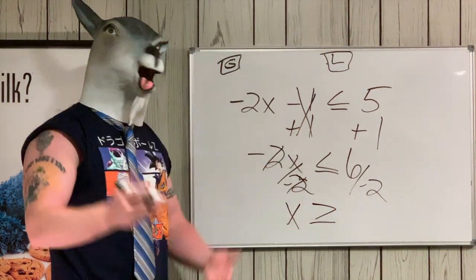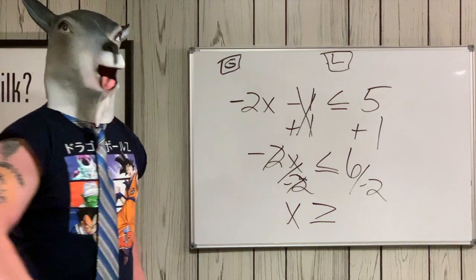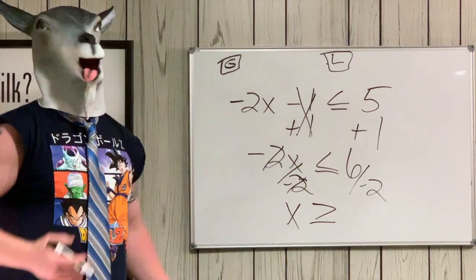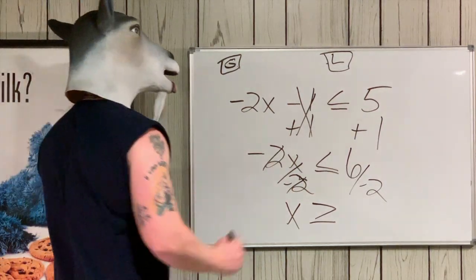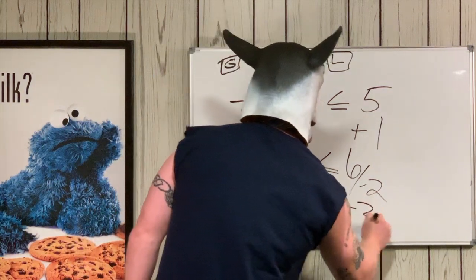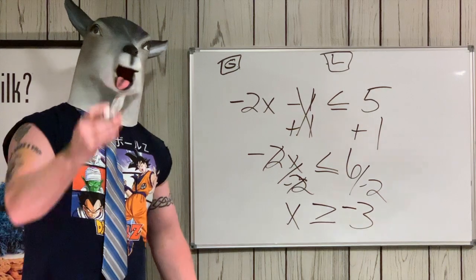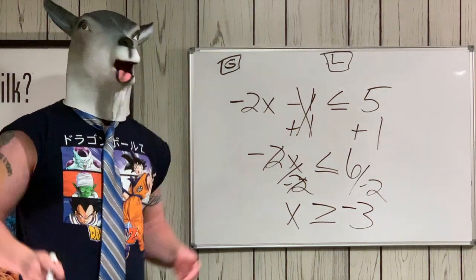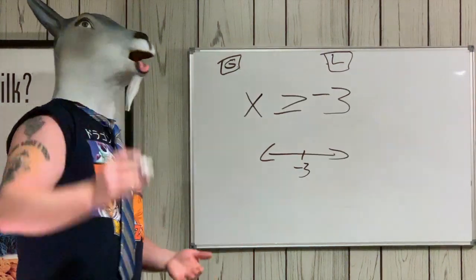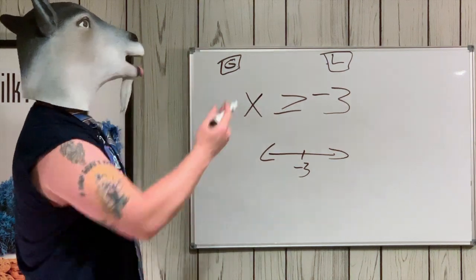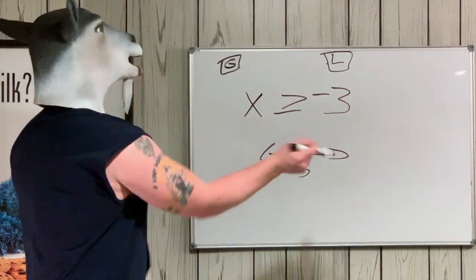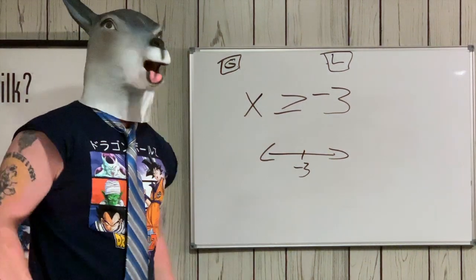And then we got 6 divided by negative 2. You can put it in your calculator if you like, or you can just trust me. It's negative 3. So we got x is greater than or equal to negative 3. Then all we got to do is graph it. So we just slap our line down there. We got negative 3.